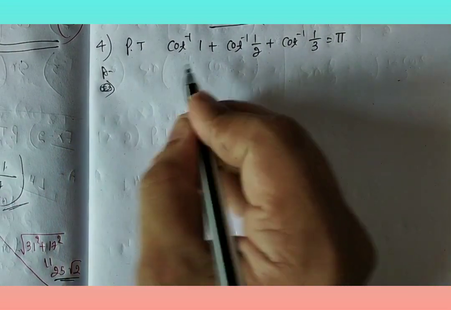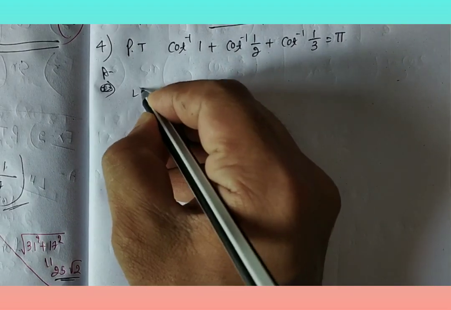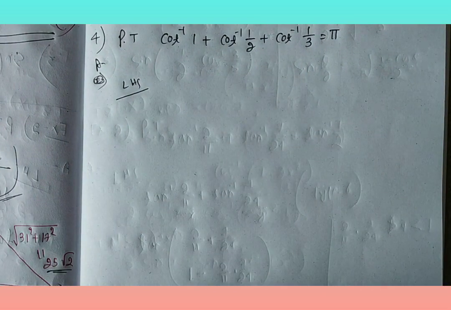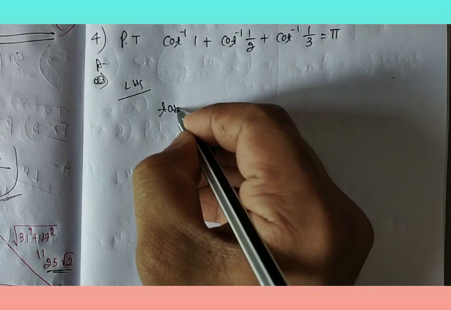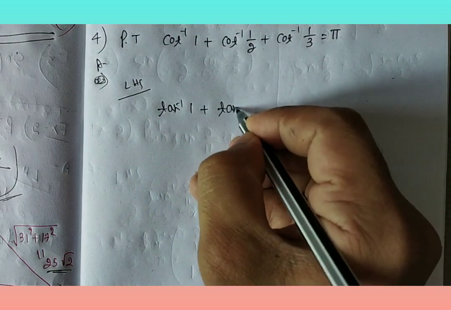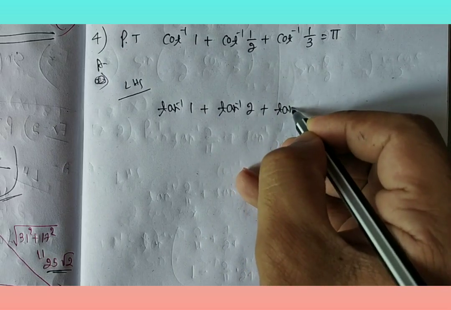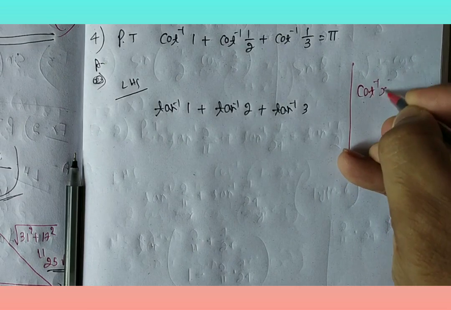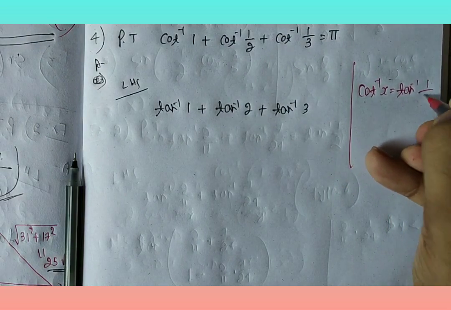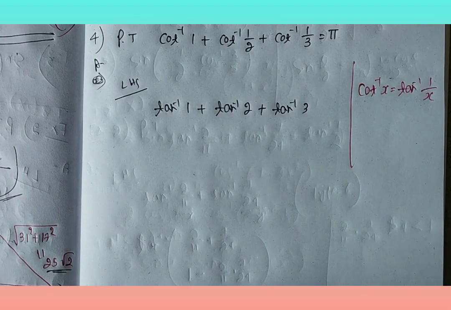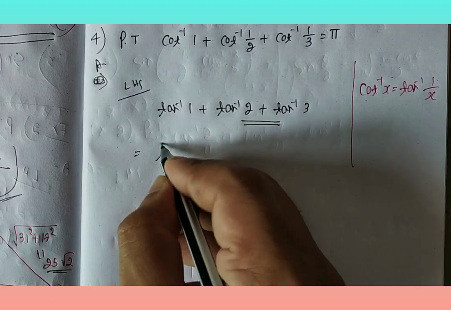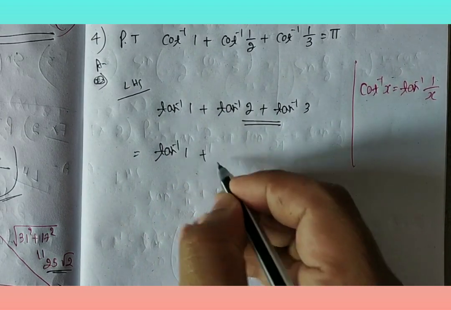Cot inverse 1 plus cot inverse 1 by 2 plus cot inverse 1 by 3 equal to pi. First make it tan. Taking left hand side, because we have a formula to add tan inverse x plus tan inverse y. Make it tan, that is tan inverse 1, this is tan inverse 2, this is tan inverse 3. We have to use this formula, cot inverse x is equal to tan inverse 1 by x. Type 3 formula.